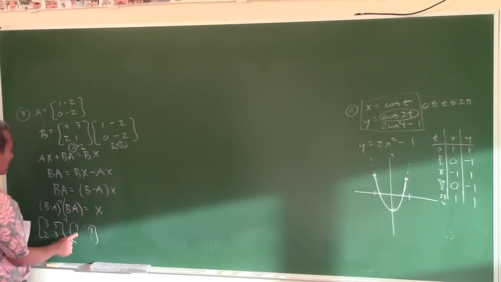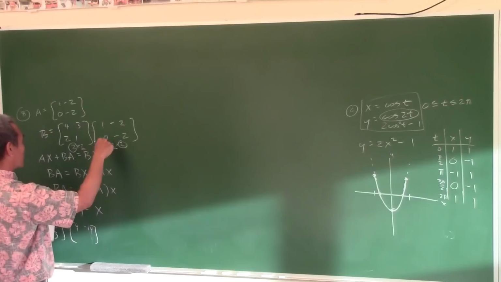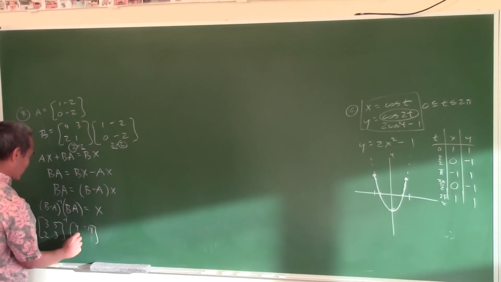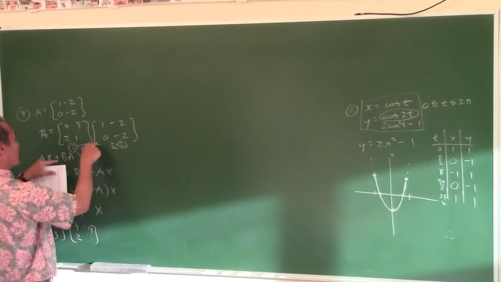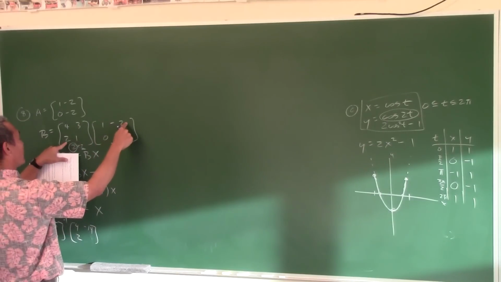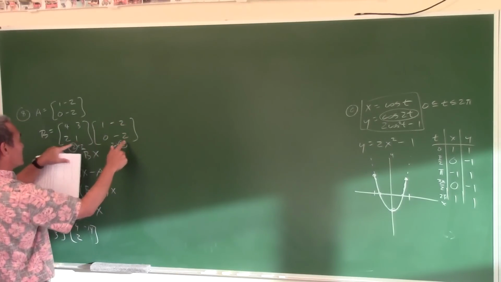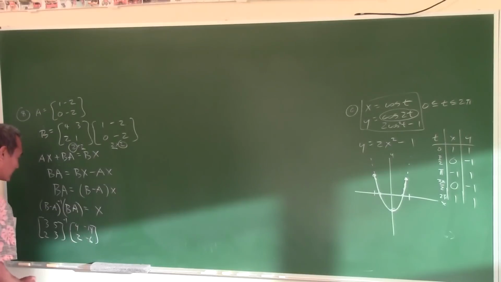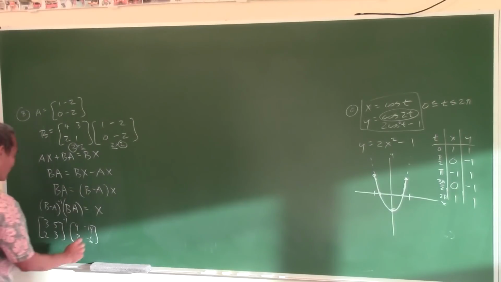And then to get this element here, you go across the second row, come down the first column, so that's 2 plus 0, which is 2. And then over here, go across, come down, that's going to be negative 4 minus 2, which is negative 6. Now we've got to multiply these.